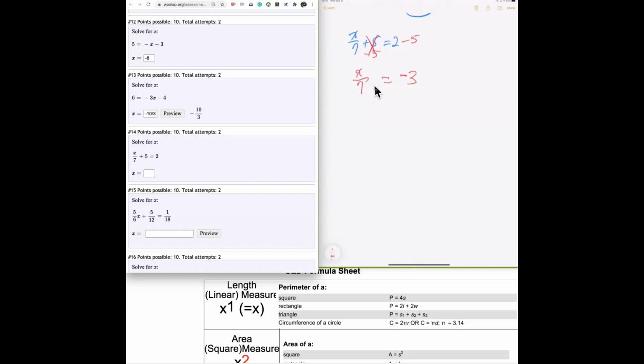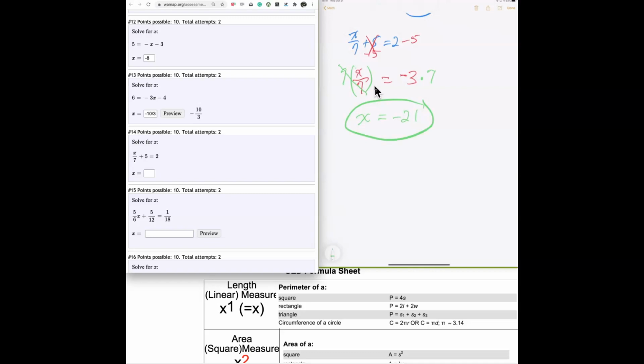Now, this hasn't happened very often, but you just have to be ready to roll with it when it does. x is being divided by 7. So to counteract that, we're going to multiply by 7. But we have to multiply both sides. So 7 times x over 7, you're going to get 7x over 7, which is going to turn into 1x, or x. And that's equal to negative 3 times 7, which is negative 21. So here's our answer. This was very quick.